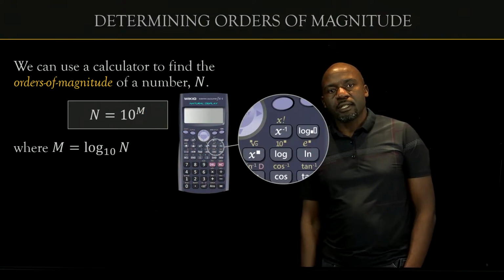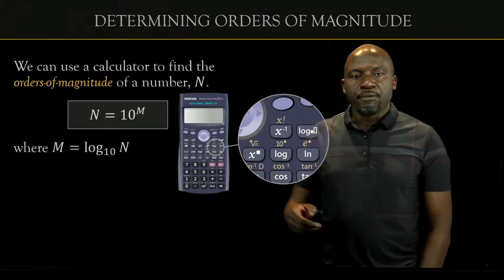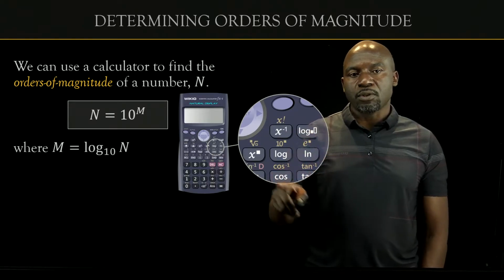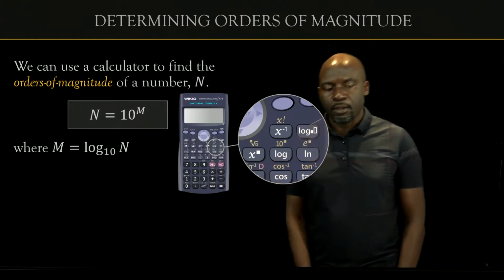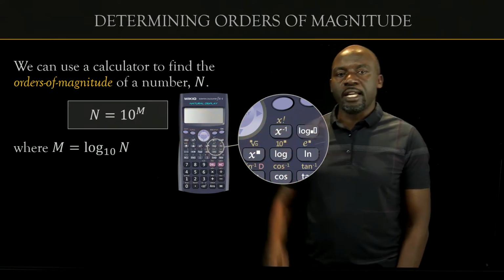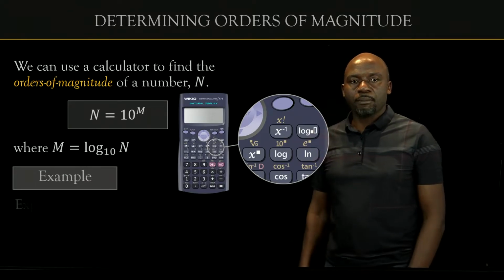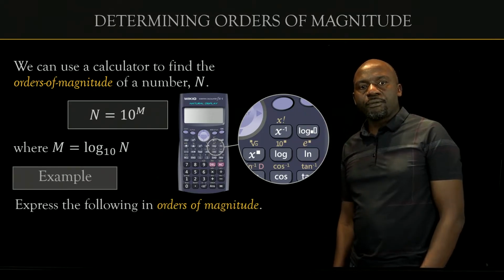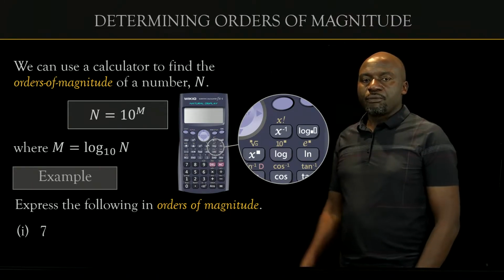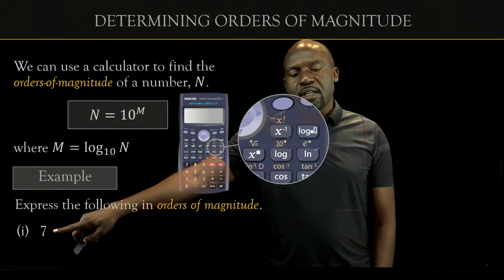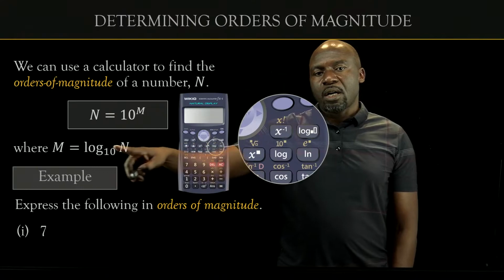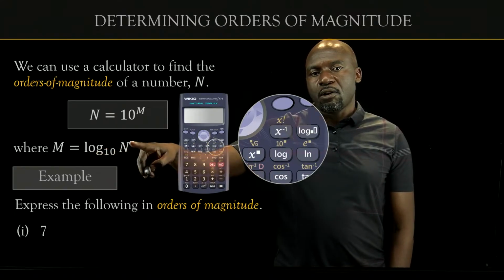I'm just going to explain that there. So on a calculator such as this one here, the log can be found here. So this is log to base 10, but if you want to find log to another base, you would use that one. So we will use that log button on the calculator to determine the value of m for any number. Here is an example of what I'm talking about. Express the following in orders of magnitude. So the first one there is 7. If we're going to find the 7 in orders of magnitude, the first thing we need to do is go to our calculator and work out log to base 10 of 7.